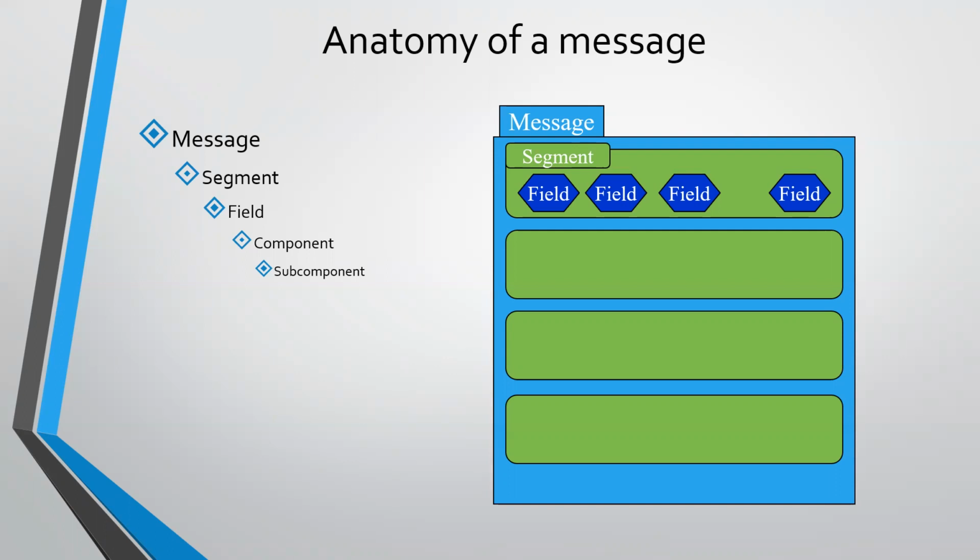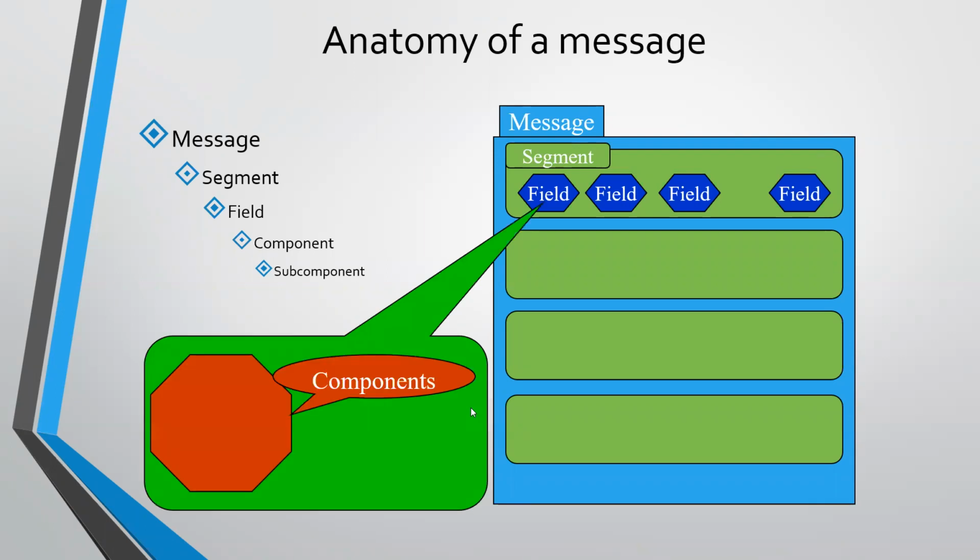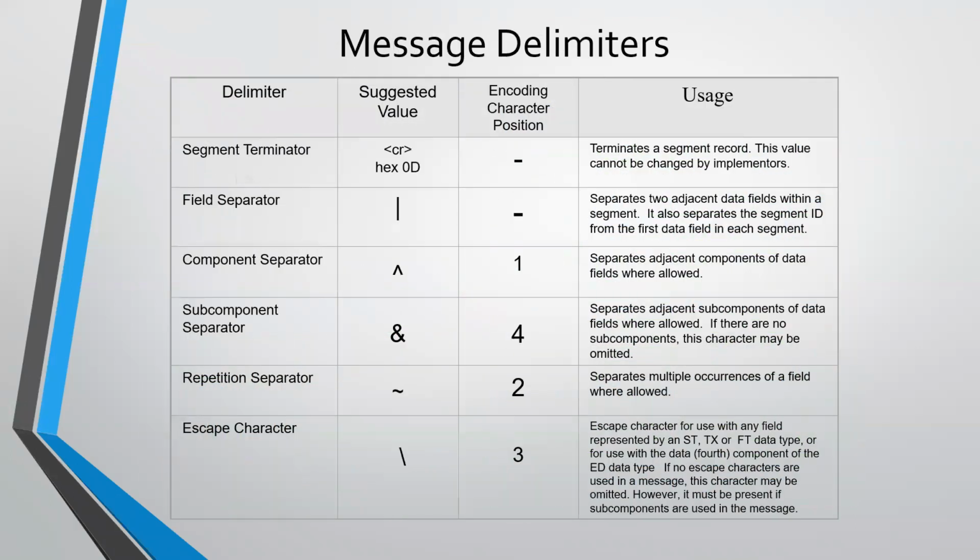Then segments are divided into fields. Fields are further divided into components. Components are again divided into subcomponents. In today's session, we will understand at least segments and fields so that you know how to read a certain HL7 message. Before understanding the structure of an HL7 message, it is important to understand the grammatical syntax of how we write or read an HL7 message, right? So let's go ahead and take a look at that.